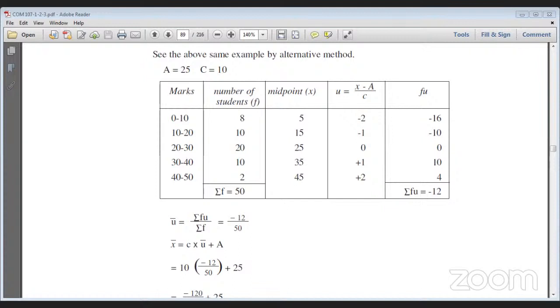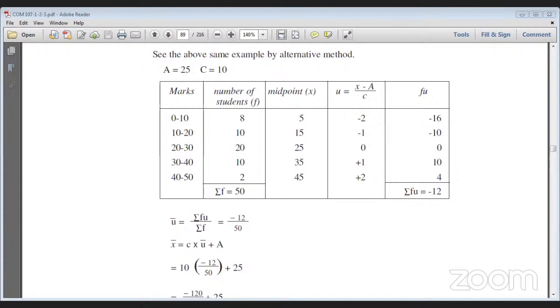The formula is Z is equal to L1 plus, in brackets, D1 upon D1 plus D2, bracket complete, multiplied by I. Here D1 is equal to F1 minus F0, F1 being the frequency of the modal class, F0 the frequency of the previous class, and F2 the frequency of the next class. L1 is your true lower limit of the modal class and I is the width of the modal class.